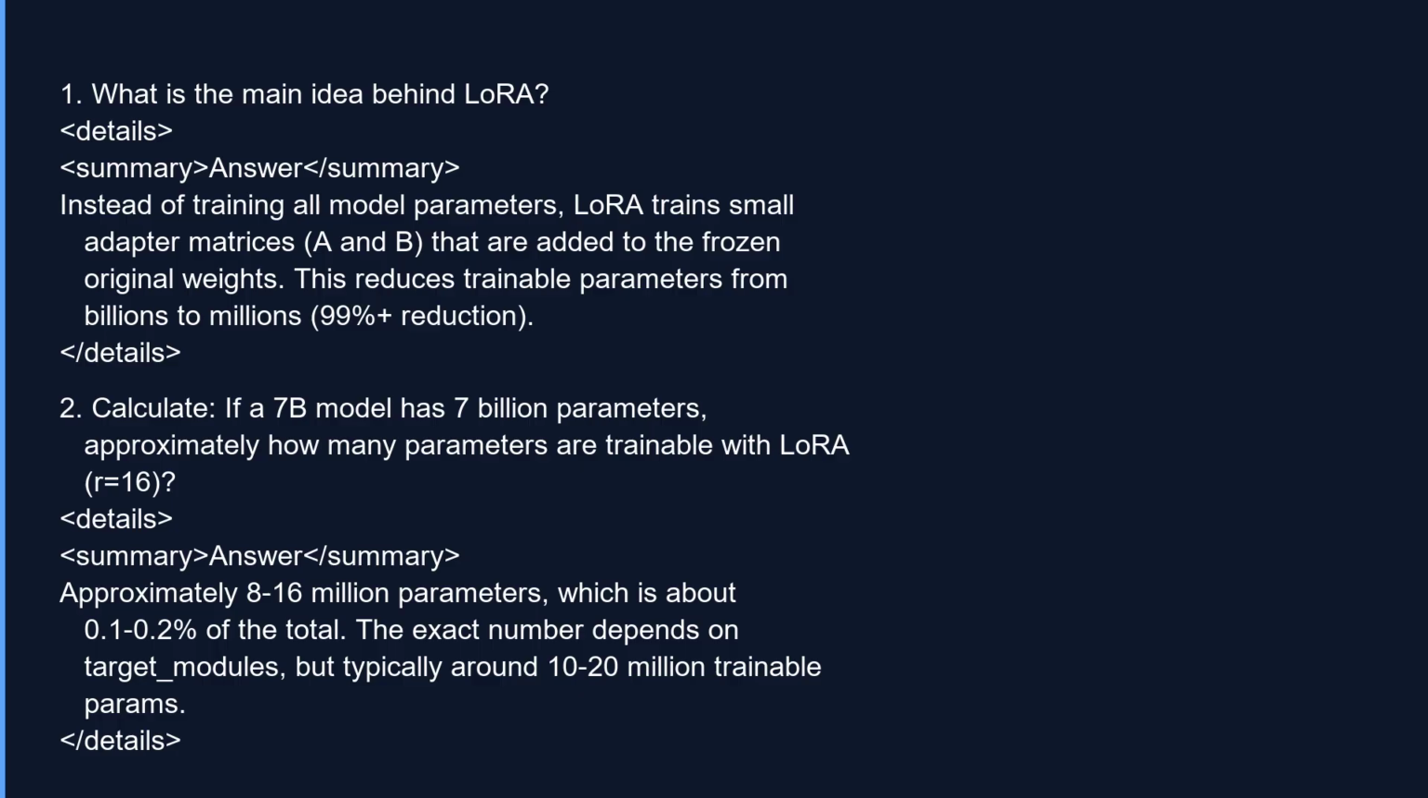5. What happens if you increase the low-rank adaptation rank from R16 to R64? Answer: more trainable parameters, 4x more. More model capacity, so it can learn more complex patterns. But more memory usage, higher risk of overfitting on small datasets, and slower training.